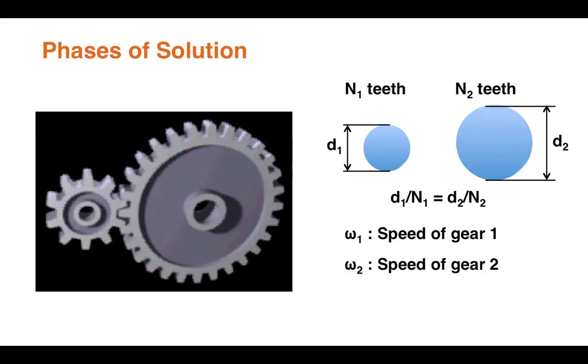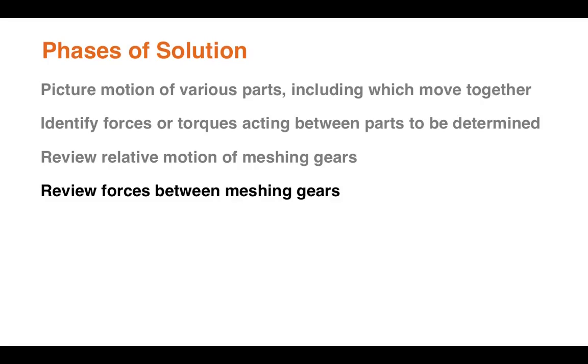So from this, we can get the speeds. We define the speed of gear 1 with omega 1 and omega 2 for gear 2. Because the gear teeth engage with each other, the two speeds are related. You can imagine if gear 1 rotated by one rotation and gear 2 had, say, twice as many teeth, then gear 2 would rotate just half a rotation. So the speeds are the ratio of the teeth as shown here. And we can replace the ratio of the teeth with the ratio of the diameters, which is usually what's quoted for a gear. Now let's talk about the forces between meshing gears.